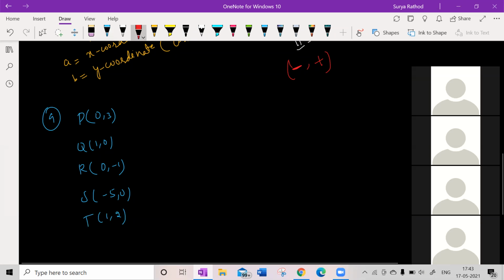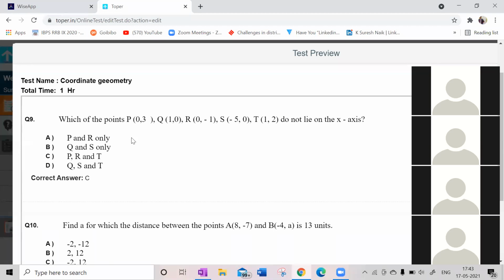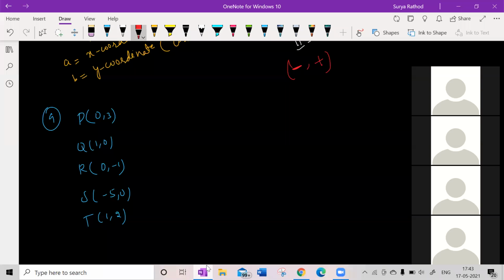So guys, look at this here one by one. What is the question? Which of the points do not lie on the x-axis? Look at this first. We'll try to solve each and everything clearly.